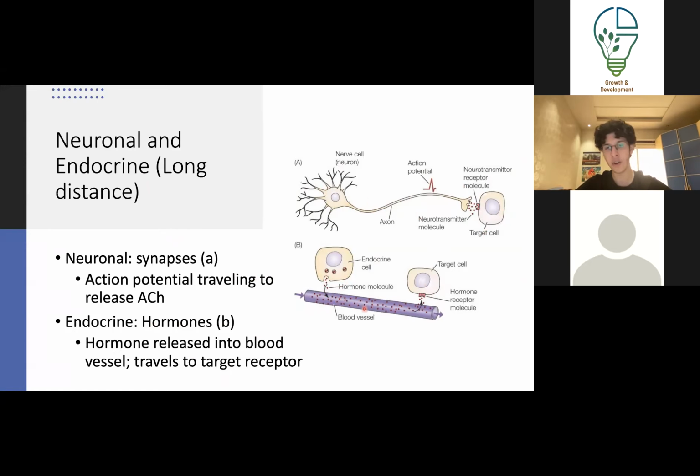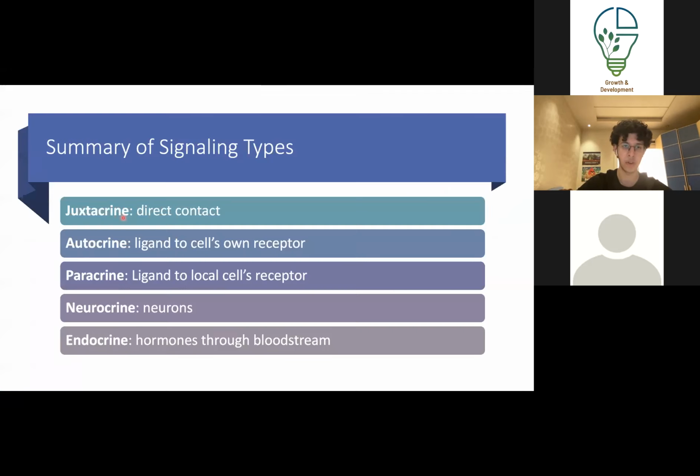Now, they are both long distance. However, neuronal is special in the sense that it is both long and short distance. How? Nerves are connected to each other, right? So a nerve communicating with another nerve is neuronal communication. But a nerve all the way from your spine to your finger is quite a long distance, so that would be an example of long distance. And here's a summary. We have juxtacrine, which is direct contact, autocrine, ligand to its own receptor, paracrine, to a local receptor, neurocrine, to neurons, and endocrine, hormones to the bloodstream.